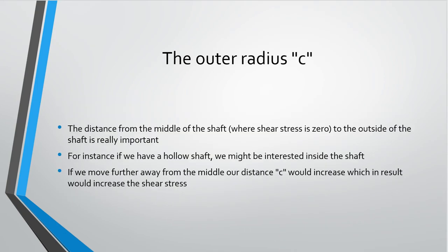The outer radius C, the distance from the middle of the shaft where the shear stress is 0 to the outside of the shaft, is really important. For instance, if we have a hollow shaft, we might be interested in the inside of the shaft. If we move further away from the middle, the distance C would increase, which in turn will increase the shear stress.